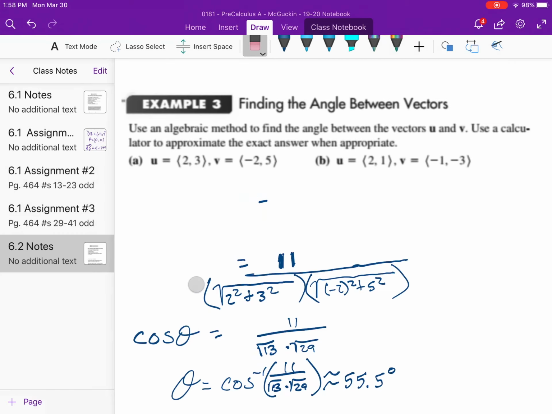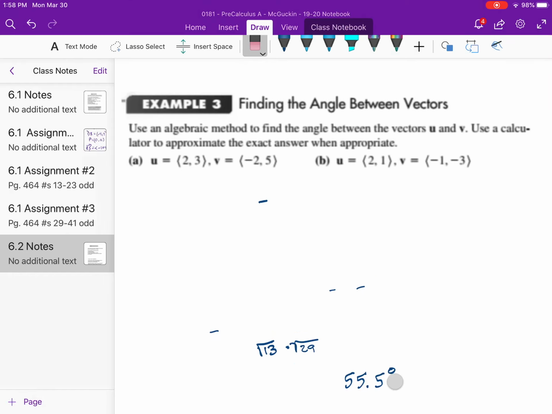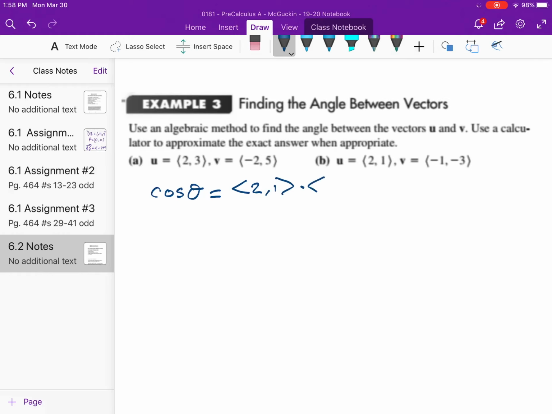So let's take a look now at part B and see if we are all on the same page once again with our angle in between two vectors. So we have cosine theta this time equaling the dot product of 2, 1, negative 1, negative 3, and then that's all divided by the magnitude of 2, 1, multiplied by the magnitude of negative 1, negative 3.